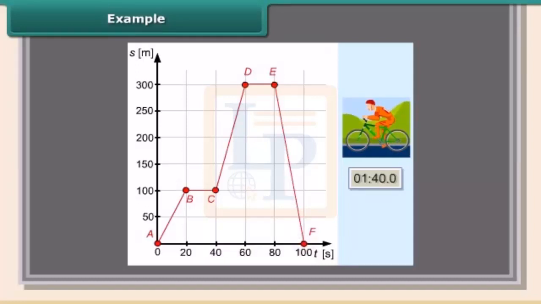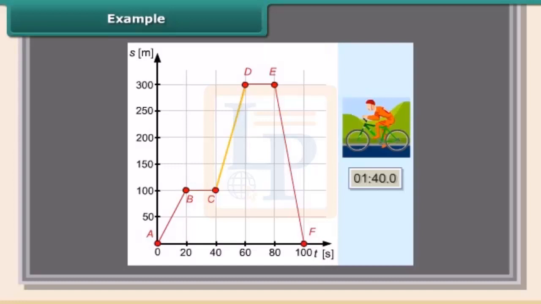his direction of movement. So from segment AB, we can discover that the cyclist covered the distance of 100 meters in 20 seconds, moving at a constant speed of 5 meters per second. Segment BC indicates that the cyclist stopped after having traveled a distance of 100 meters.